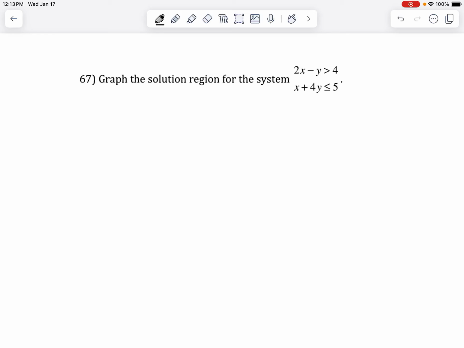So when we graph each one of these, each one is a line, and then we need to shade above or below the line. So the first thing I'm going to do is just make it an equation. So here's the first one, just make it equal to 4. And to graph a line, you basically just need 2 points.